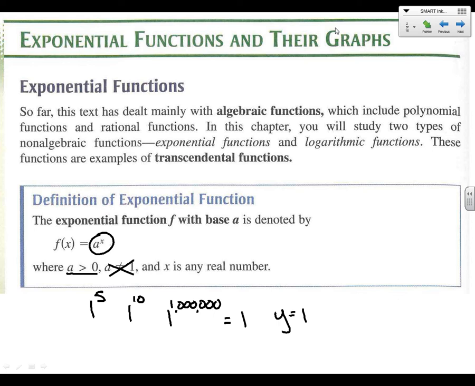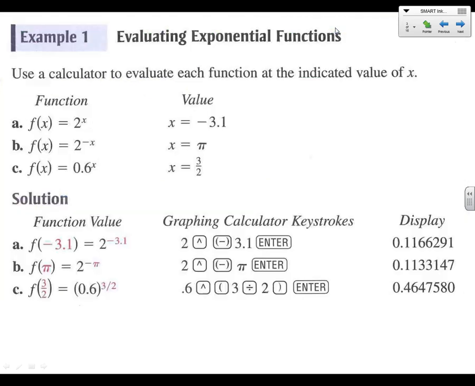So when we put them all together, exponential and logarithmic functions, the two different things we're going to be looking at in chapter 3, these are called the transcendental functions. Say that 10 times fast. Transcendental. So we're going to move through a couple early examples here because I think you're going to be just fine doing these. Example 1 in the book just reminds you how to put this into your calculator.